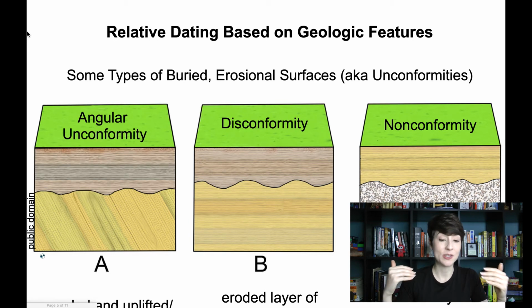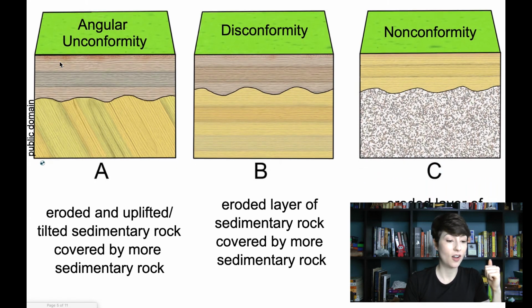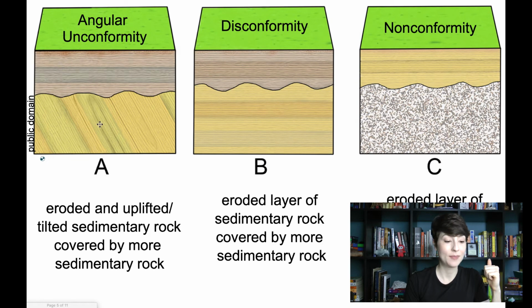Here are some definitions for different types of unconformity. The first kind of unconformity is called an angular unconformity. This one is fairly easy to spot. There are two different layers of different aged sedimentary rock.